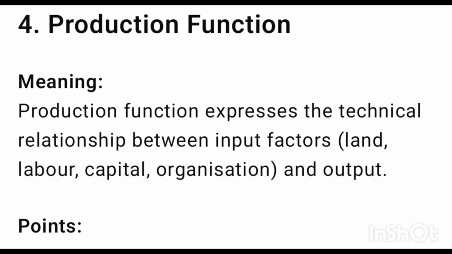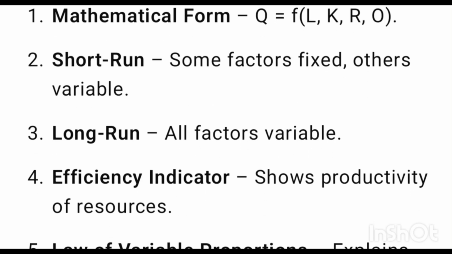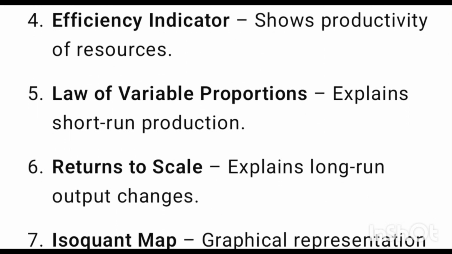4. Production function. Meaning. Production function expresses the technical relationship between input factors, land, labor, capital, organization, and output. Points. 1. Mathematical form. Q = f(L, K, R, O). 2. Short run. Some factors fixed, others variable. 3. Long run. All factors variable. 4. Efficiency indicator. Shows productivity of resources.